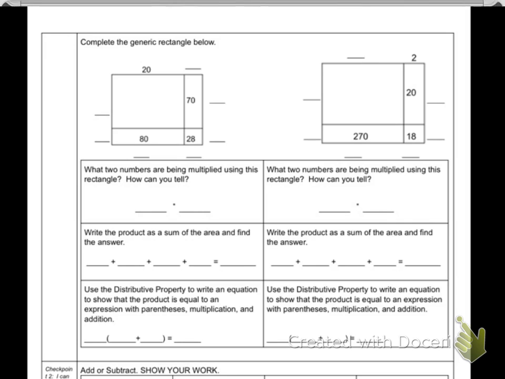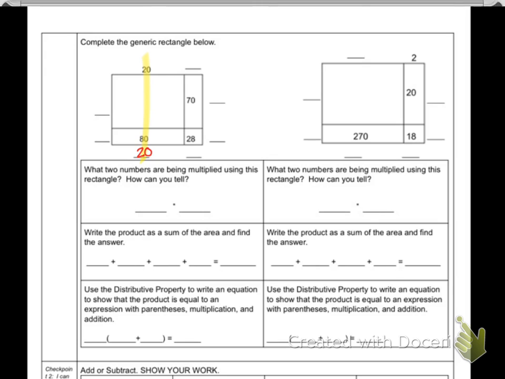This next skill is asking us to complete the generic rectangle. If you like to use color on these skills, go ahead and use color. Remember, anything on the top should be transferred to the bottom. So if 20 is on the top, that value should be transferred below. That's the only value they give us, so it's the only value we can transfer. And we must start there.